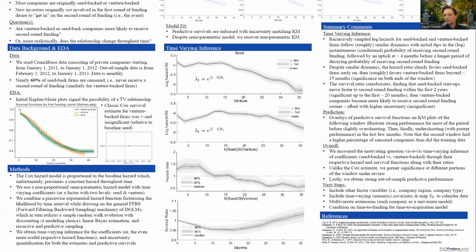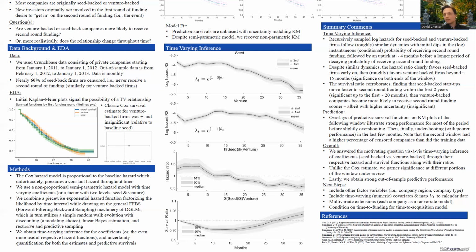Despite the seemingly similar hazard functions, we see the ratio of the two treatments, seed-backed versus venture-backed, favors seed-backed firms with statistical significance through the first 10 months, while we see the relationship flip and become significant at roughly 24 months with a generally constant trend throughout.